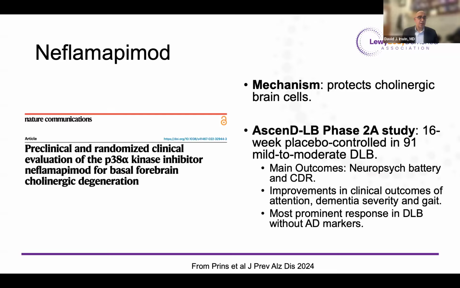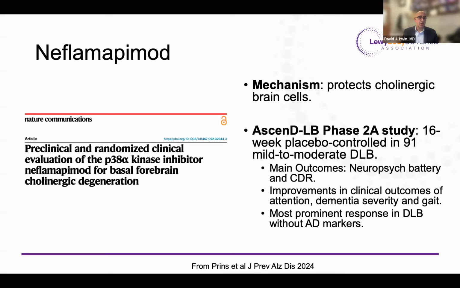And this paper highlights the preclinical data, the work in the mouse models and so forth, to help develop this mechanism. And there was a phase 2 study that was performed in patients with mild to moderate Lewy body disease. And the main outcomes were looking at different neuropsychological tests of cognition and a global scale called CDR that looks at overall severity of cognitive impairment. The main outcomes that were found were some improvements in outcomes of attention and dementia severity and gait.